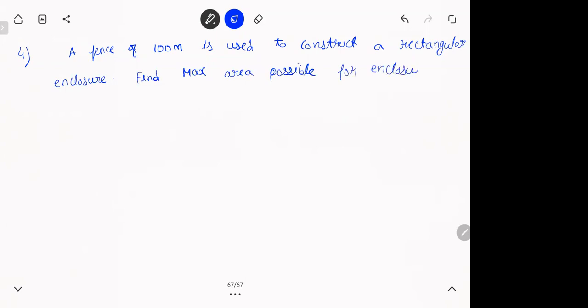Basically, now you have a lot of sheep and you want to construct a cage for the sheep. So you brought a fence, metal fencing, right? So someone brought that metal fence with a length of 100 meters. So you're trying to make a small cage for them. So you're making a rectangular cage like this. Length L, breadth B.